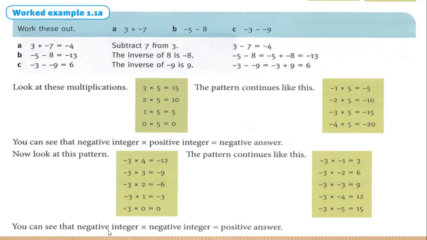Now the next one is, if you have two negative integers, the answer must be positive. So here we will see. Here we have positive integers. Here is negative and here is positive. So the answer starts from negative. When he is moving, both are negative, the answer is positive. He's talking about these answers.